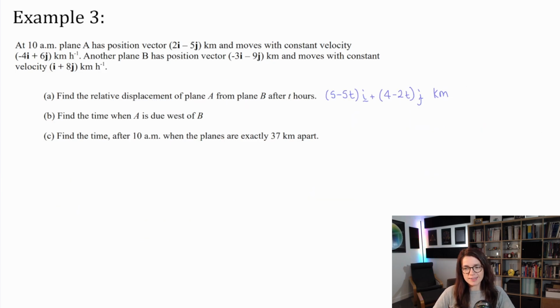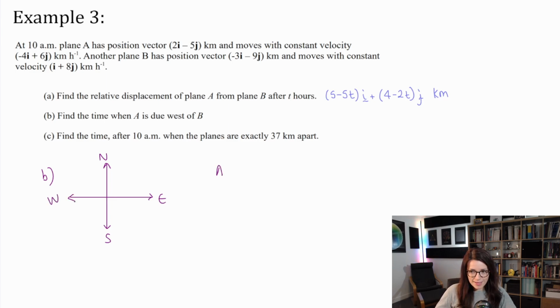Part B, find the time when A is due west of B. So questions like this do come up quite often, referencing north, east, south, west. It may seem obvious to you, but just be sure that you're clear with your directions. So we've got north, east, south, and west. And then if we want to know when A is due west of B, that would be something like this. So A here and B there. So A is directly to the left of B.